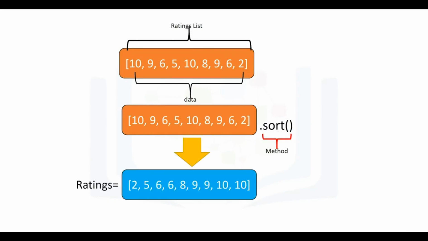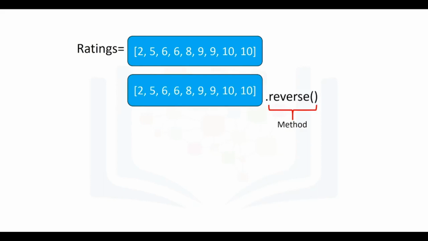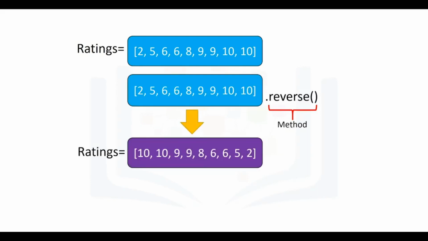We have the ratings list represented in orange. The data contained in the list is a sequence of numbers. We call the sort method. This changes the data contained in the object. You can say it changes the state of the object. We can call the reverse method on the list, changing the list again. We call the method reversing the order of the sequence within the object. In many cases, you don't have to know the inner workings of the class and its methods. You just have to know how to use them.